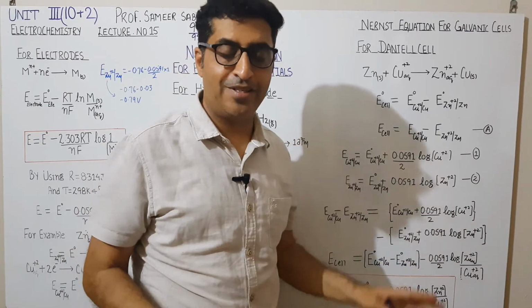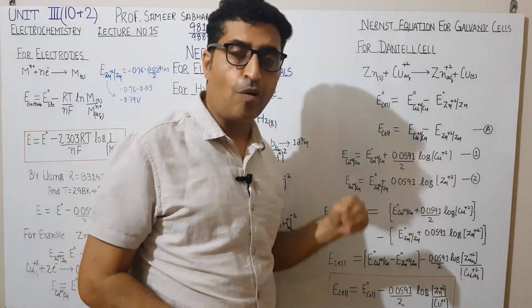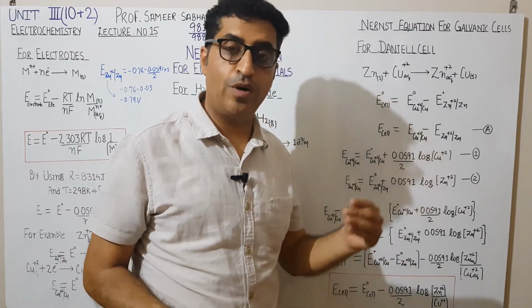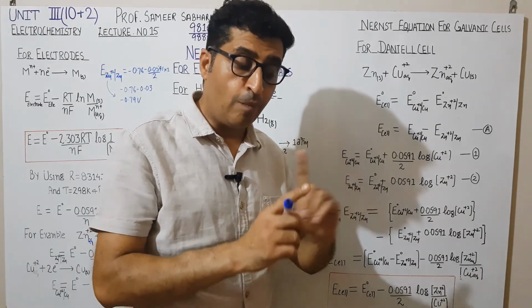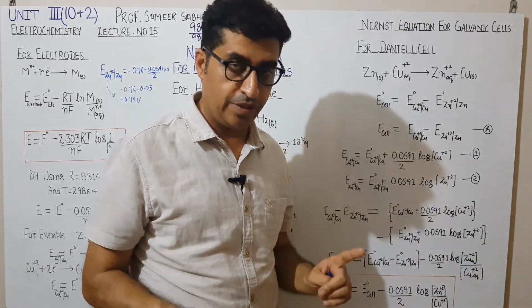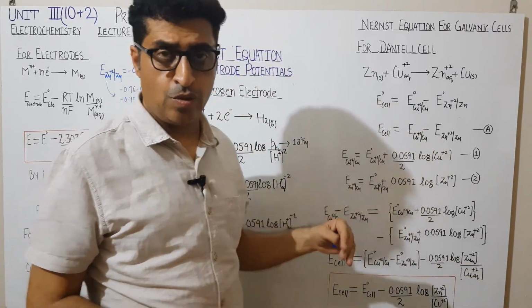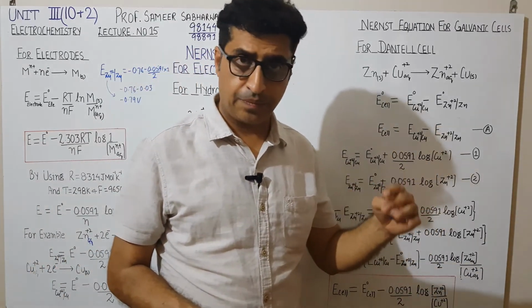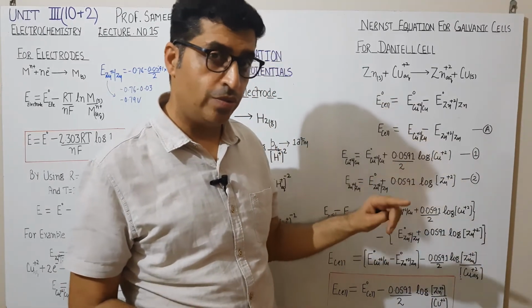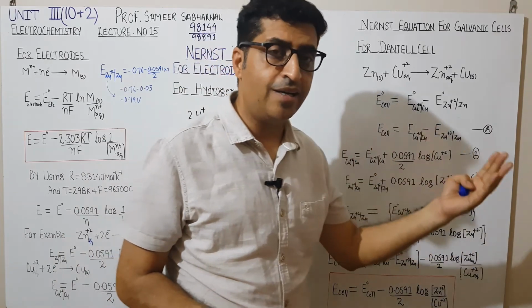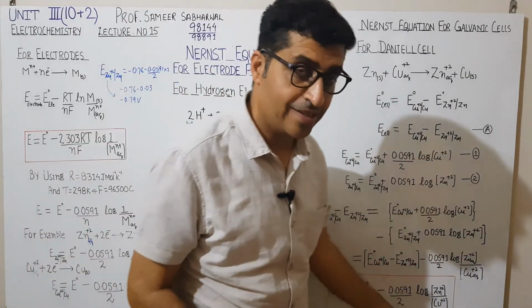When you simplify this equation, you get E cell is equal to E naught cell minus 0.0591 by N, that is the number of electrons transferred in the balanced equation, okay, log of, I repeat, E cell is equal to E naught cell minus 0.0591 by N, here N is 2, log of zinc ion concentration over copper ion concentration. Is that clear? Now you can see the result.